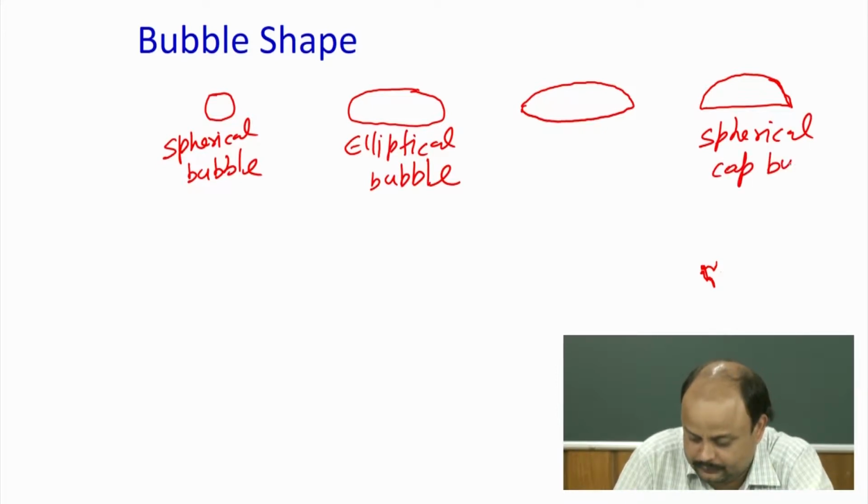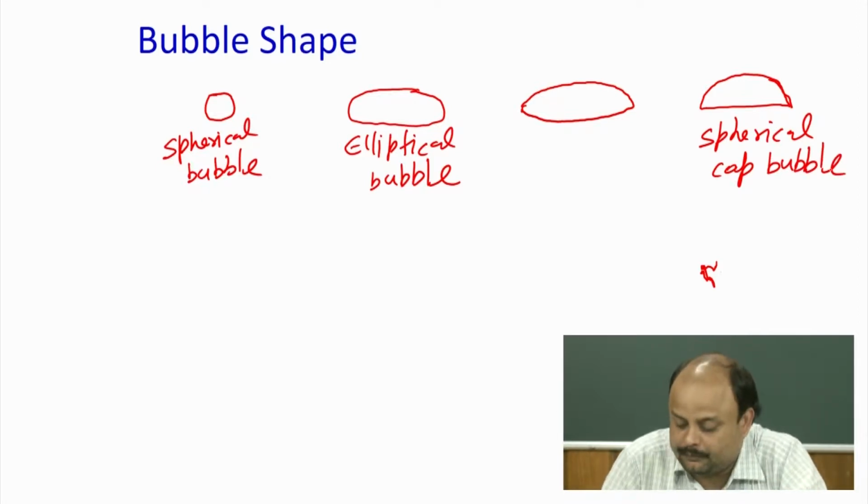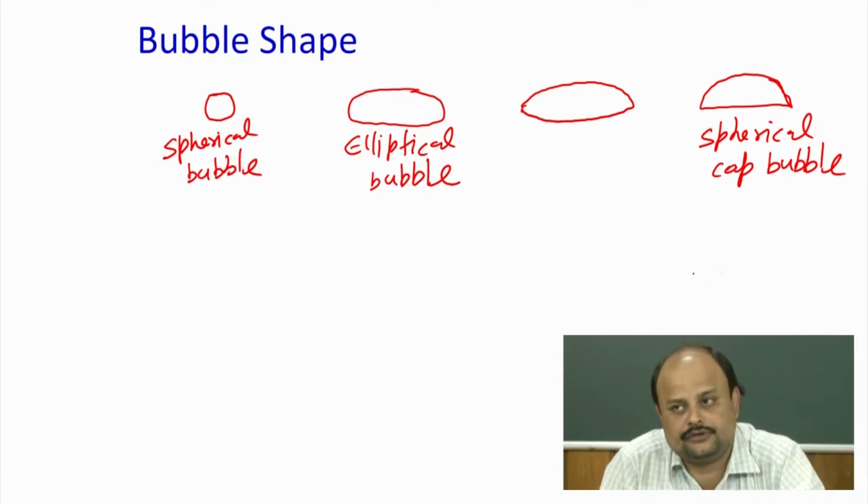Spherical cap. Okay. So these four types of bubble are formed depending on the velocity and the orifice diameter which you use for the bubble gas injection.